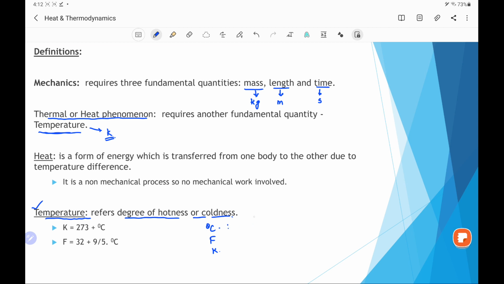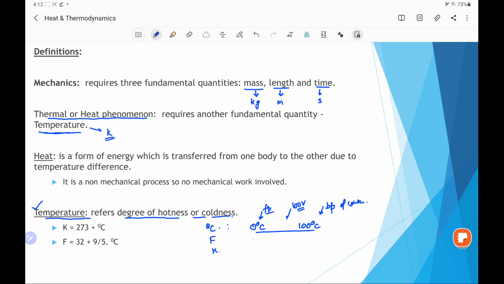On the Celsius scale, there are two extreme temperatures, that is 0 degree Celsius and 100 degree Celsius. The 0 degree Celsius is the freezing point of water and 100 degrees Celsius is the boiling point of water. And the difference between these two temperatures is divided into 100 divisions on the Celsius scale. So one division is equivalent to 1 degree Celsius.